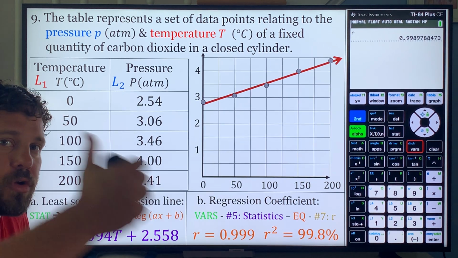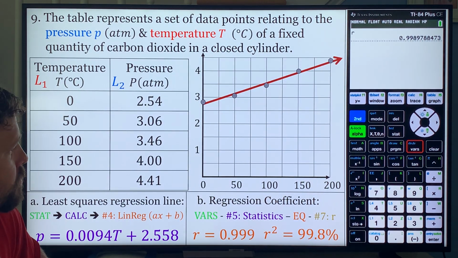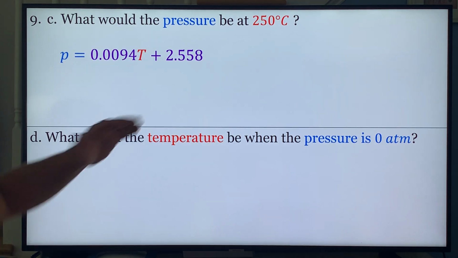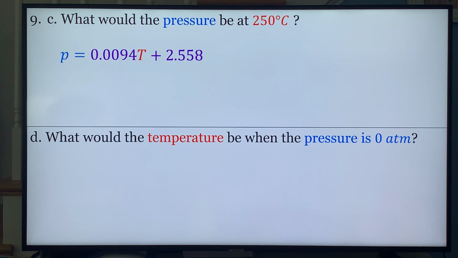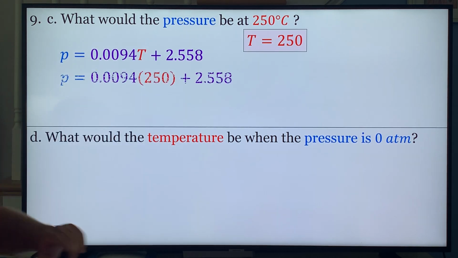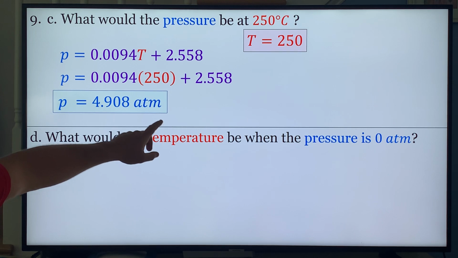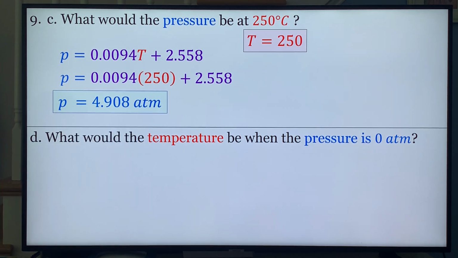Alrighty. Ready for the next one? Alright, what would be the pressure at 250 degrees? Well, we know this is the equation that we created. So 250 degrees Celsius, that's a what? That's a temperature. So we're going to type 250 degrees in here, and you solve. 4.908 ATM. That's atmospheric pressure, pretty much.